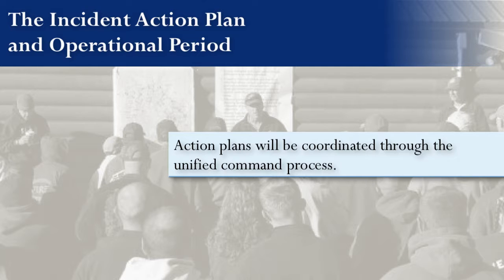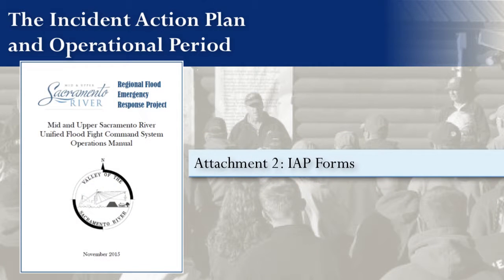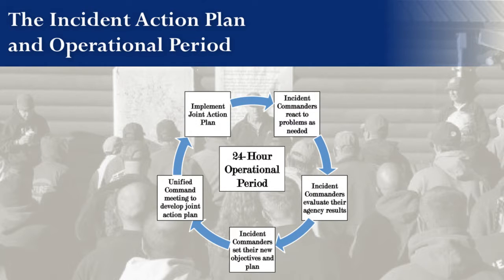The Unified Command lead agency will prepare a consolidated county-wide incident action plan with the assistance of the Public Safety Incident Command Planning section. Templates for agendas to develop an incident action plan are included in Attachment 2 of the Unified Command Manual. All agencies will use a 24-hour operational period for issuance and implementation of action plans, situation assessment, and ongoing planning. Each county OES office will determine exact times and methods for accomplishing specific internal and unified command planning tasks within this planning cycle at the time of a flood event.